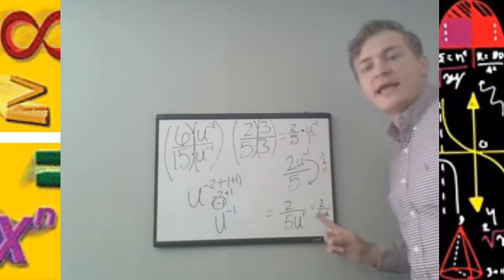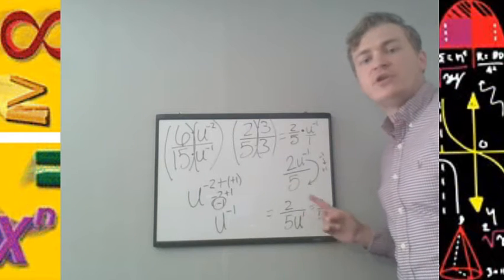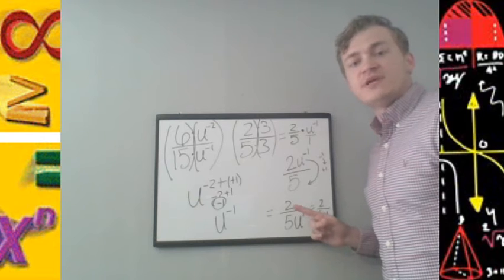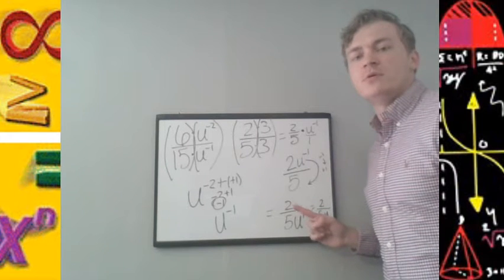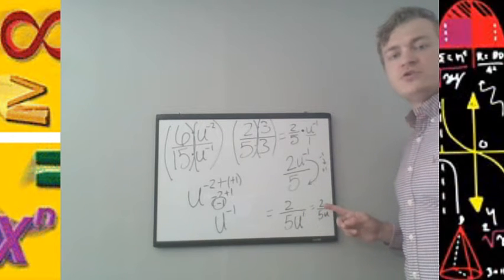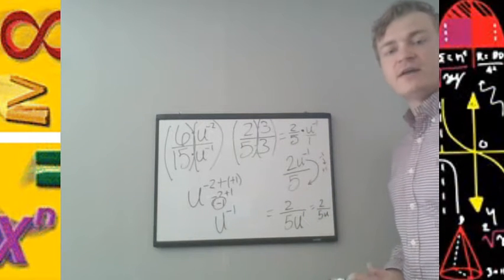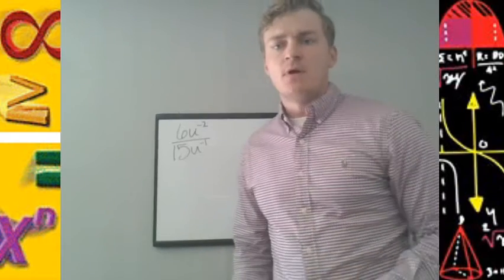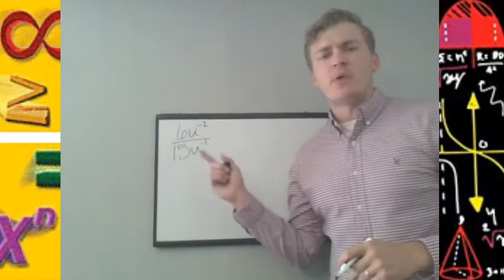And of course, any number to the first power, we do not have to write that exponent of 1 if we don't want to. It's understood that 2 is to the first power, but we just write 2. 5 is to the first power, but we just write 5. 2 over 5 times u is our simplified expression. I want to show you one more example, one more way we could think about this.